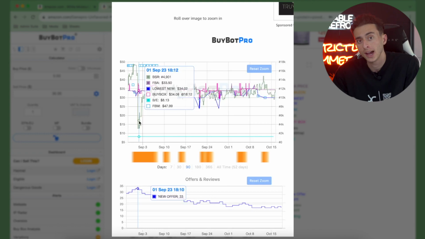You know, is the rank going down? Is the rank going up? Is the price going up? Is more people hopping on the listing? Using these tools as an all-in-one is the best way to get all this info and determine whether or not you need to buy this item, shouldn't buy this item, etc.